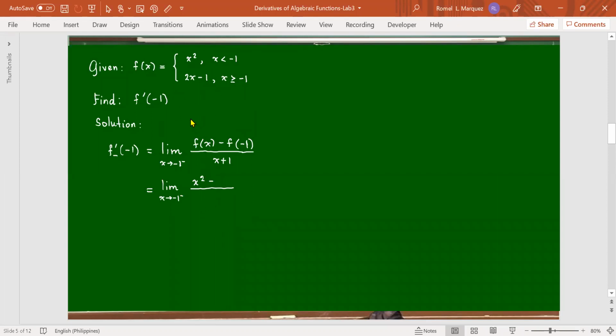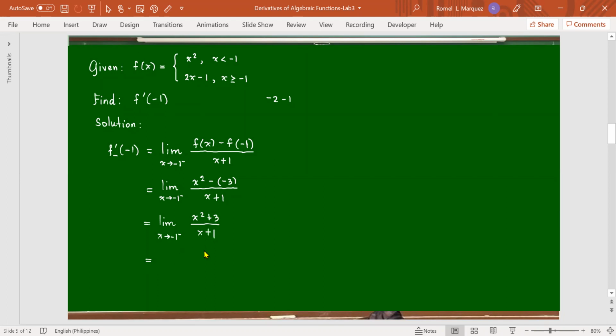The second one. 2 times negative 1 minus 1 because x is negative 1. What is the value? It is negative 3, all over x plus 1. So the limit as x approaches negative 1 from the left of x squared plus 3 all over x plus 1.